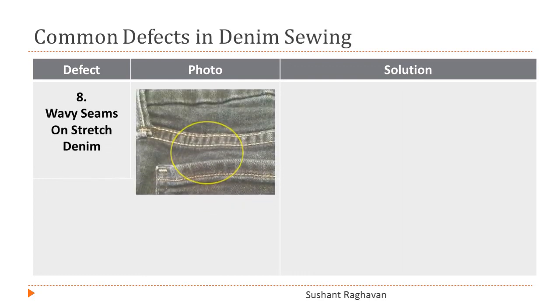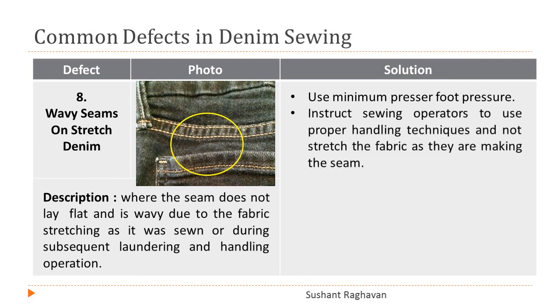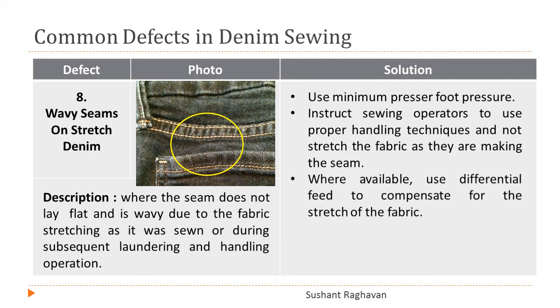Wavy seams on stretched denim. Description: where the seam does not lay flat and is wavy due to the fabric stretching as it was sewn or during subsequent laundering and handling operations. Use minimum presser foot pressure. Instruct sewing operators to use proper handling techniques and not stretch the fabric as they are making the seam. Where available, use differential feed to compensate for the stretch of the fabric.